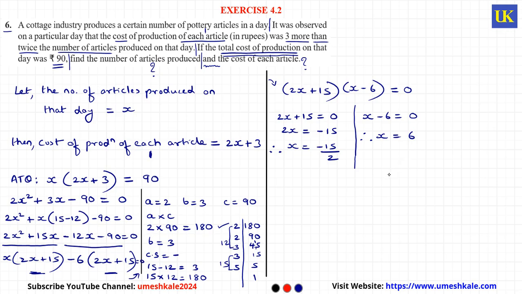And x is what? x is the number of articles produced on that day. So the production cannot become negative, right? It can become 0 but it cannot become negative. So x cannot be negative, so because production cannot be negative, with that logic this cannot be the value of x, so this should be the value of x. So therefore we'll write the answer now.